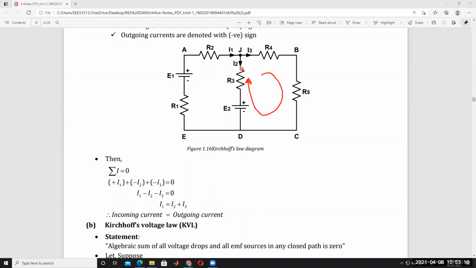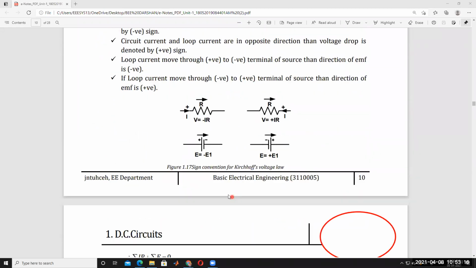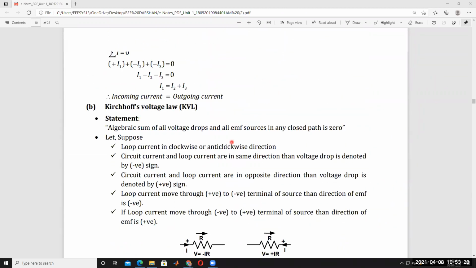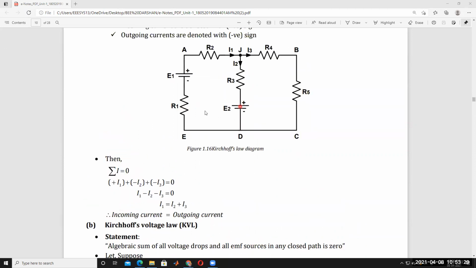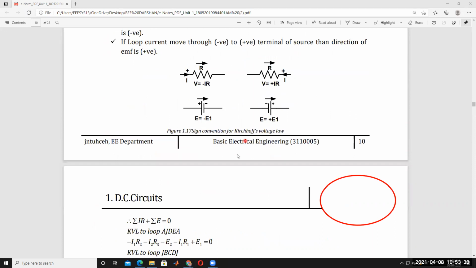So what is the voltage drop here? It is I2 into R3, that is plus I2 into R3. So we'll get plus I2 into R3 is equal to 0. Like this, the algebraic sum of all voltage drops and all EMF sources in any closed path is equal to 0, according to the KVL. KCL and KVL are the two basic laws.